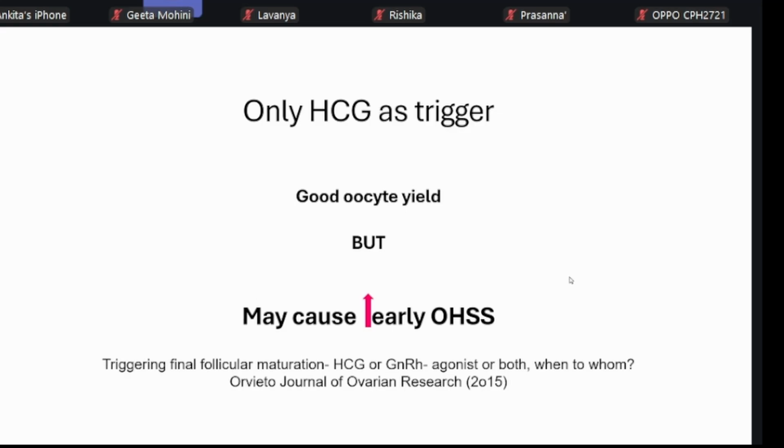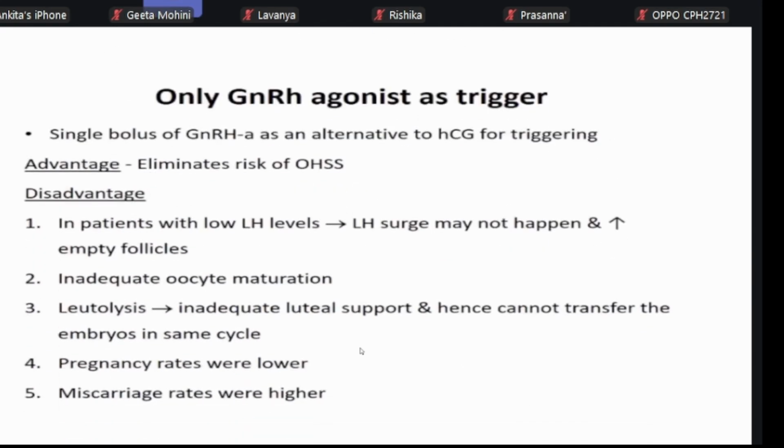Yeah, but in high response cases, when we use HCG as a trigger, it may cause OHSS. So we consider giving an agonist. Only when an agonist is given as a trigger does it eliminate the risk of OHSS. But the disadvantage is that, especially in patients with very low LH levels, we might get some empty follicles. So based on the case, we have to decide if there is any previous empty follicle syndrome or any other factor like poor response. We can consider giving a dual trigger, both with agonist as well as HCG.